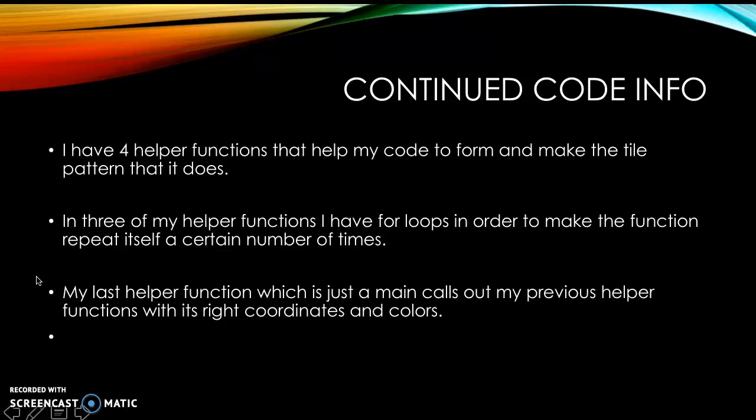I have 4 helper functions that help my code form and make the tile pattern it does. In 3 of my helper functions, I have for loops in order to make the function repeat itself a certain number of times. My last helper function, which is just main, calls out the previous helper functions with its right coordinates and colors.